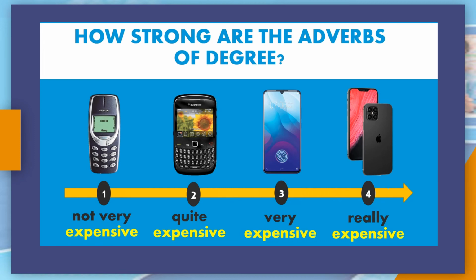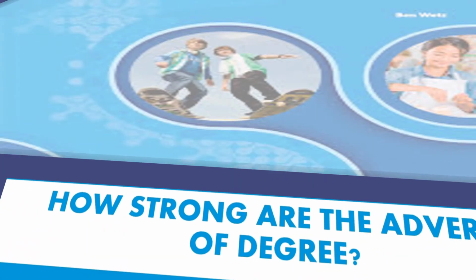Quite expensive means a bit expensive, but you still have enough money to buy it. If you say very expensive, it means it's more than what you can afford. And when you say really expensive, it means you need to save up money for a long time, and it's more than what you can afford. Really means you can buy it, but if it's broken then you might not want to buy it again. Okay? Next one. Let's look at sample sentences.